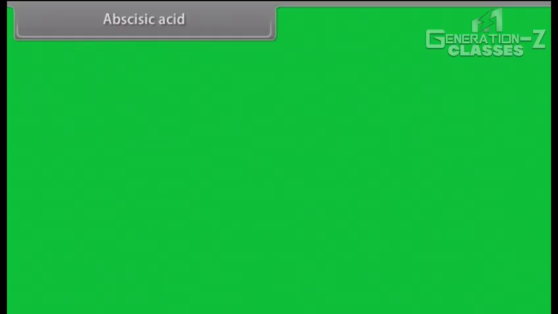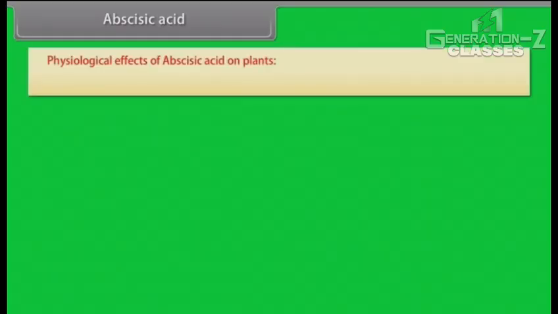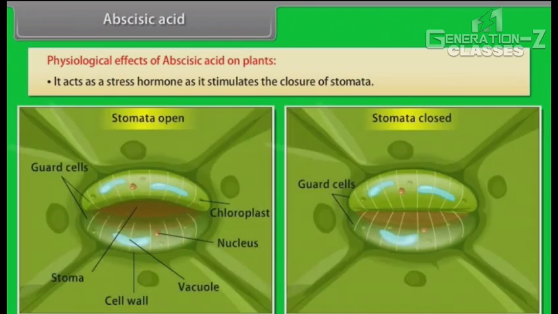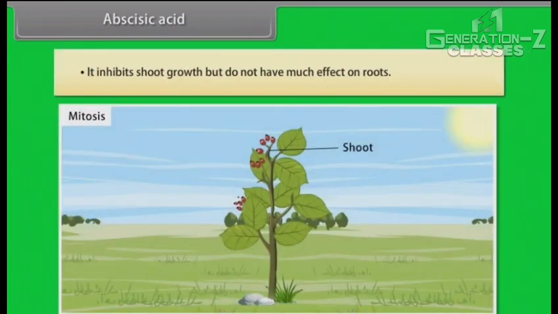Abscisic acid. Physiological effects of abscisic acid on plants. It acts as a stress hormone as it stimulates the closure of stomata. It inhibits shoot growth but does not have much effect on roots.